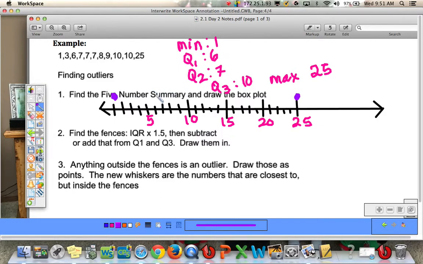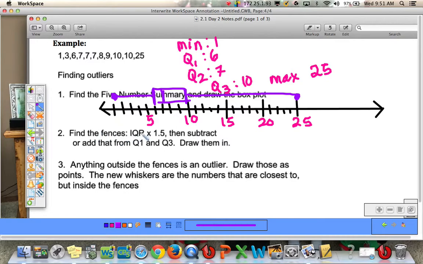Q1 is at 6, so at 6 I'll draw a line. Q2 is at 7, and Q3 is at 10. So here's our box plot, and you can see this 25 pulls this whisker way to the side. So let's draw fences and draw a more accurate box plot to represent our data, how it's grouped.